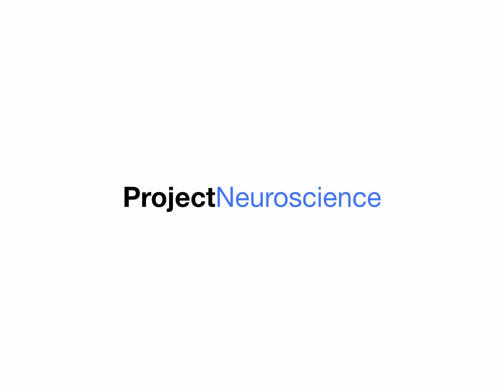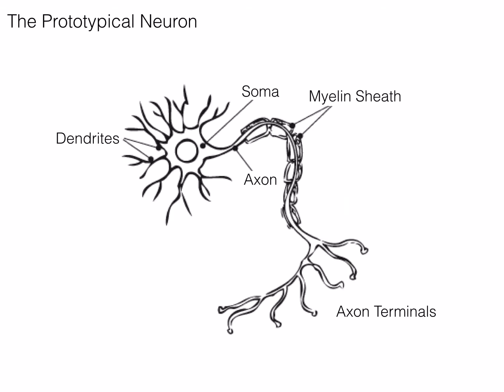This is Project Neuroscience. Today, we're talking about the neuron. At the end of the video, there will be a list of all the new terms we discuss. The neuron is the basic functional unit of the nervous system.